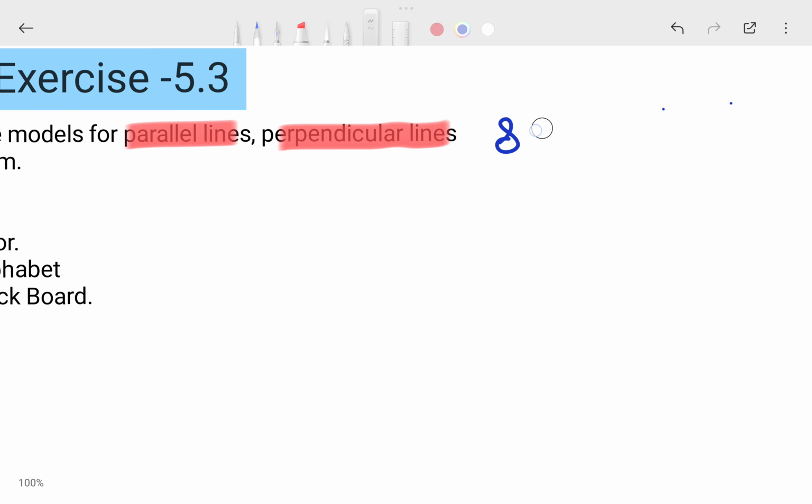Okay, so my handwriting is not good. Why? Because I'm writing with the pen, that's why. This is a intersecting, okay, this is an intersecting line. Remember that one. Okay na?